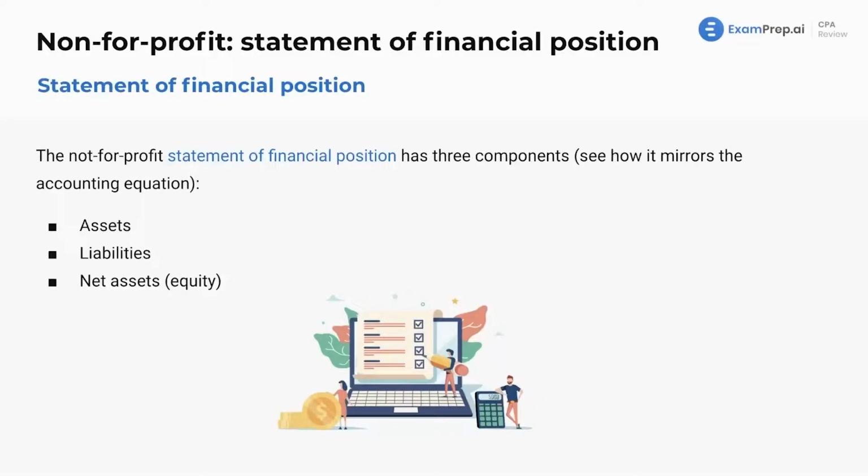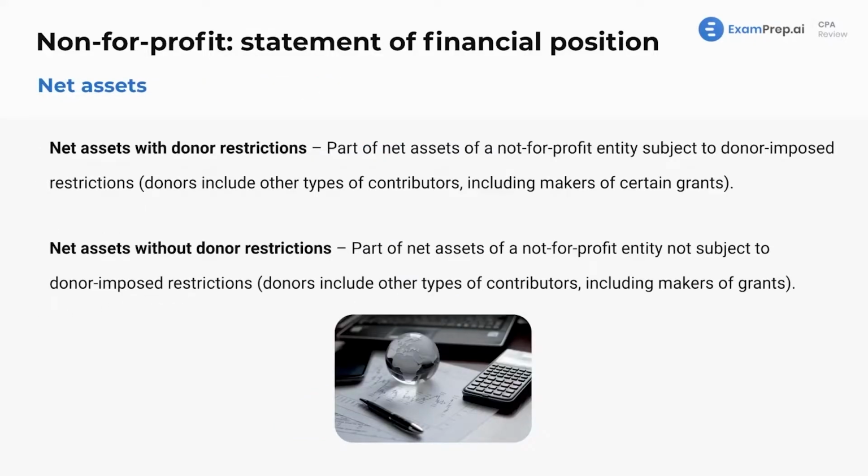So for the statement of financial position, as we mentioned, we have three components. See how it mirrors the accounting equation, like I mentioned before: assets, liabilities, and net assets, which acts as functionally equity. Now, as I mentioned, when we saw the statement, we have net assets with donor restrictions and net assets without donor restrictions.